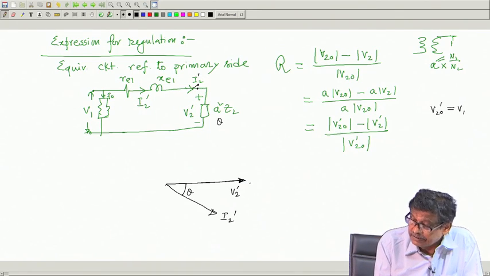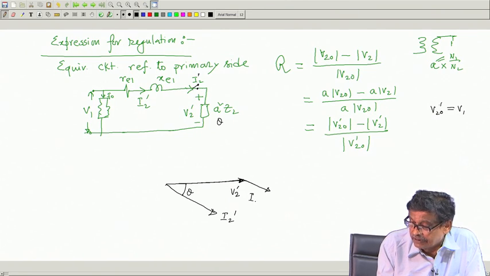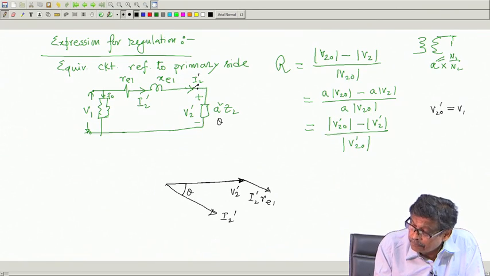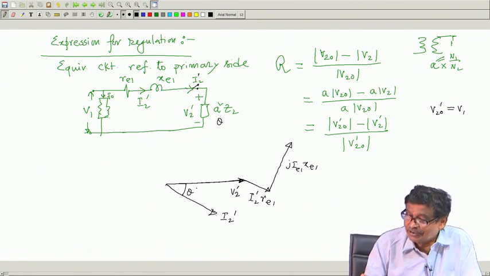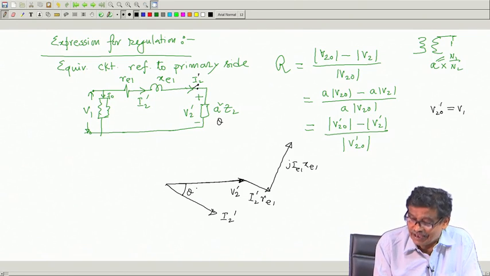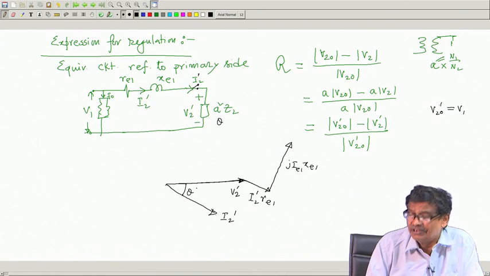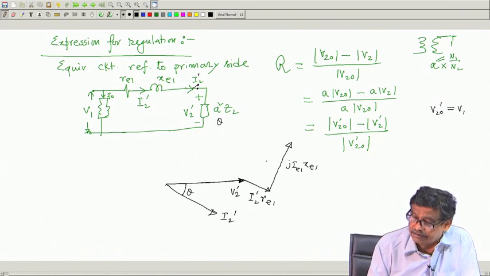So, V 2 dashed to this V 2 dashed, if I add these two drops, which I am drawing on a larger scale so that we understand what we are doing, R E 1 plus j I 1 X E 1, and you must understand it is not drawn to scale. If this is V 2 dashed, how this can be, there will be some geometrical thing I have to show, that is why I am drawing in a larger scale.